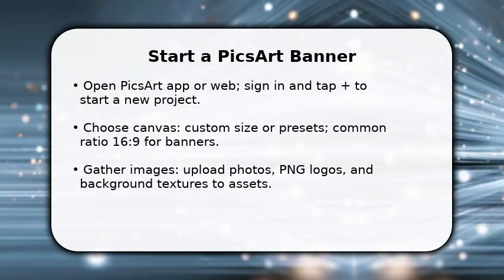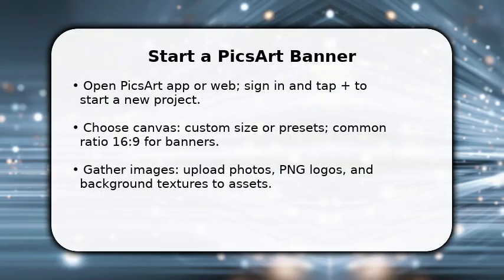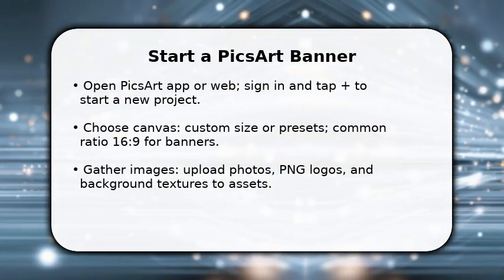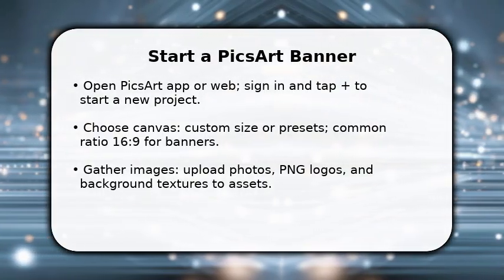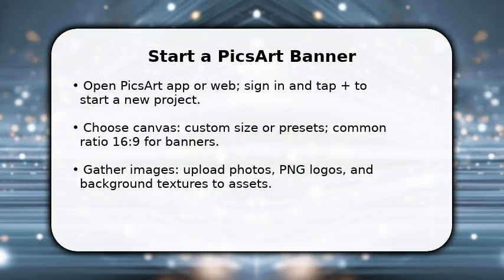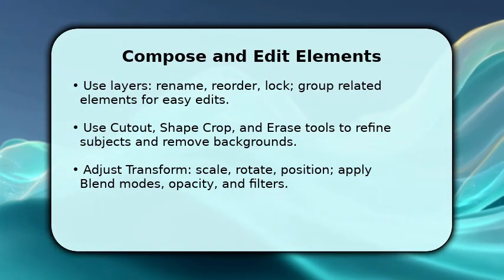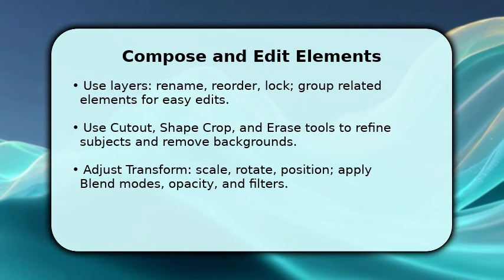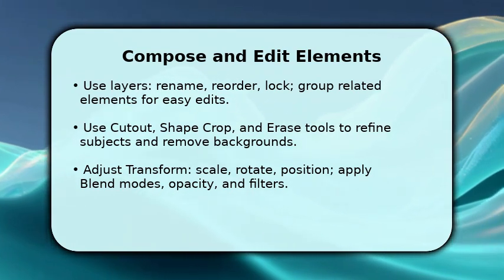You will see layers in the editor. Use them to keep elements separate. This step prevents rework and helps you adjust scale and placement cleanly as you build. Now you compose. Place your main image, then add supporting graphics and text, using layers to control each element.